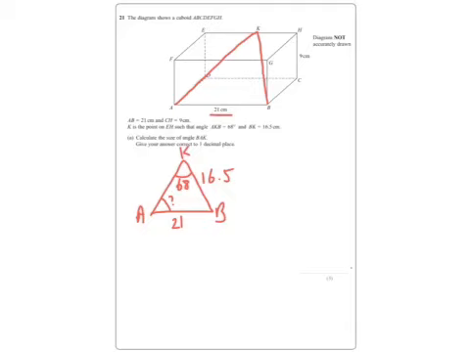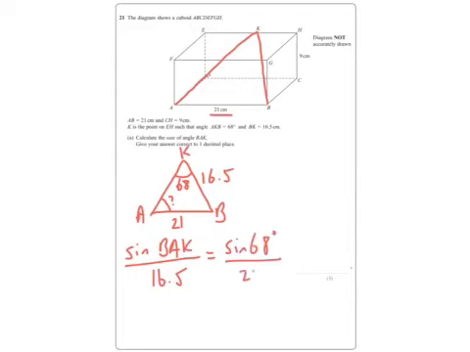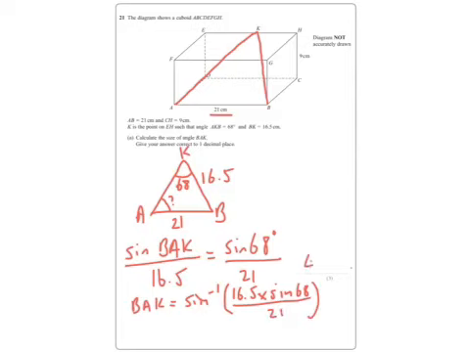Okay, so the sine rule is sine BAK over its opposite side, 16.5, equals sine of 68 over its opposite side, which equals 21. Rearrange that, and you should end up with BAK equals sine to the minus 1. We're finding an angle, aren't we? Sine to the minus 1 of 16.5 times sine 68 all over 21. Stick that in your calculator, you get 46.8. Okay, so there you go.